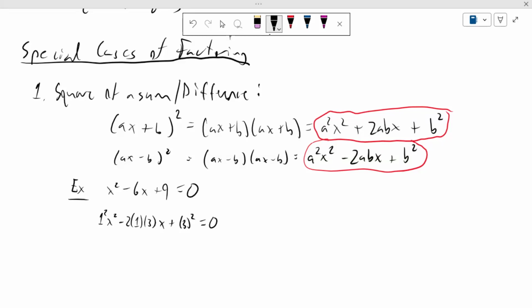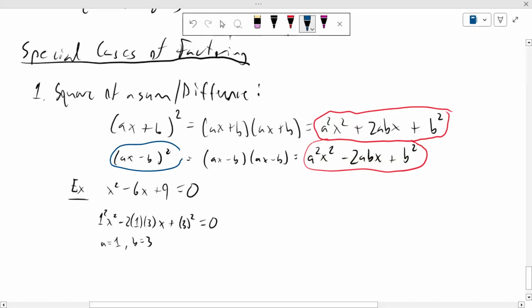So now that I have that, it's pretty clear that my a is equal to 1, since a squared is 1 squared. And that my b is 3, because 3 squared is equal to 9. So since it came in this form, where we had a squared x squared minus 2abx plus b squared, that means it factors like this. It's just going to be ax minus b, basically.